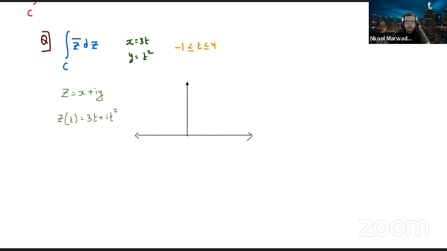Now let us try to identify the points. Because the equation we know, z(t) is equal to 3t plus i t squared. Now we are trying to plot it in the complex plane. So this is the complex plane, wherein this is the real part, and this is the imaginary. Now how to plot it? Now let us try to understand. I have to do z of 0 and z.